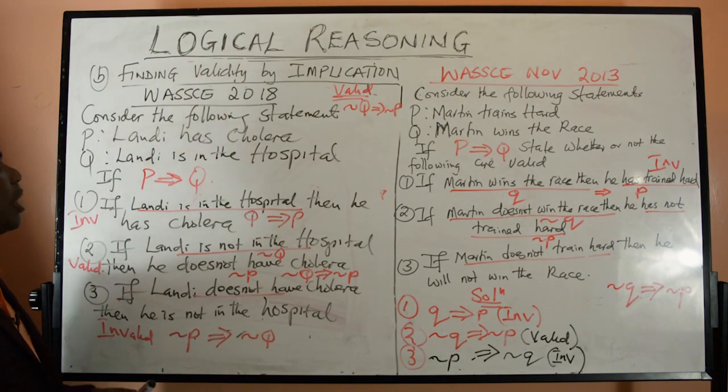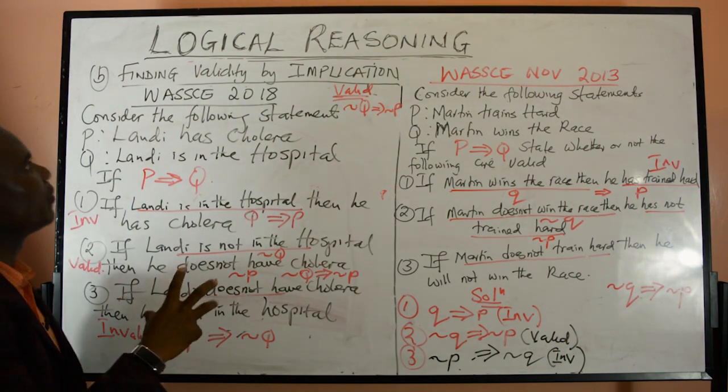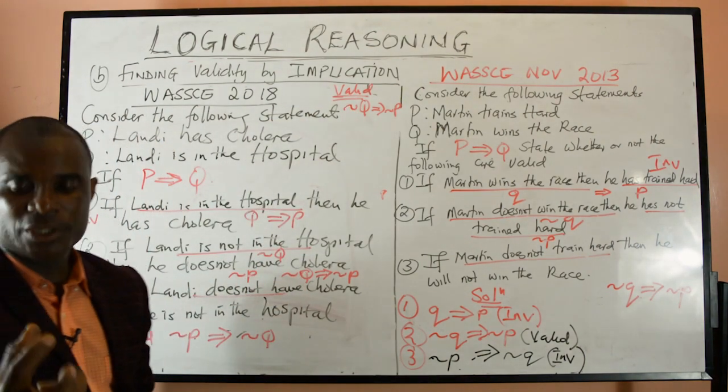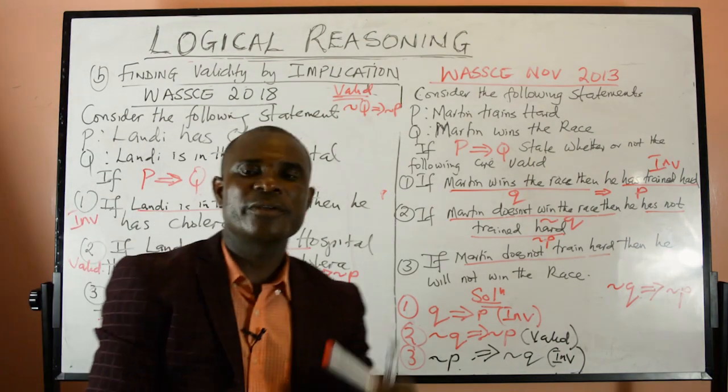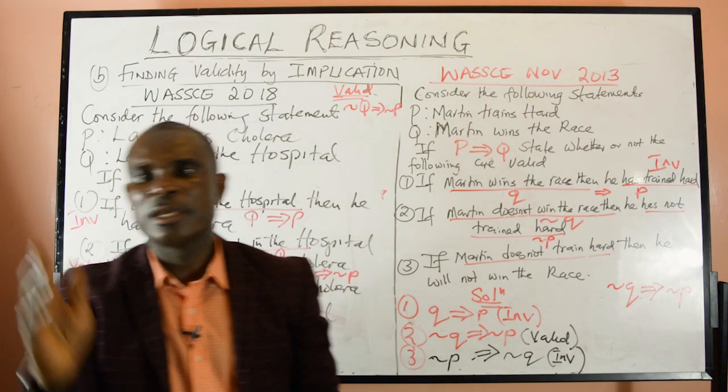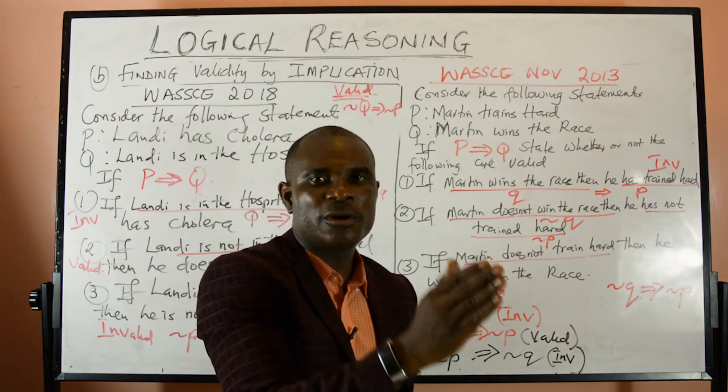So you now look at it and try as much to figure out. The whole technique here is to know when an implication is valid. An implication is only valid when the negation of the consequence is implying the negation of the antecedent.